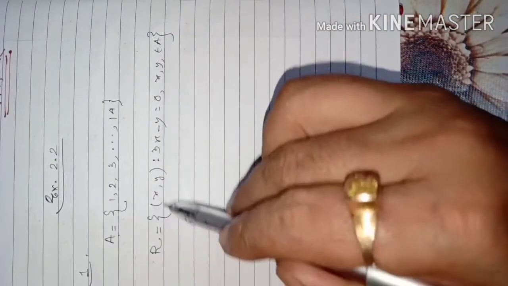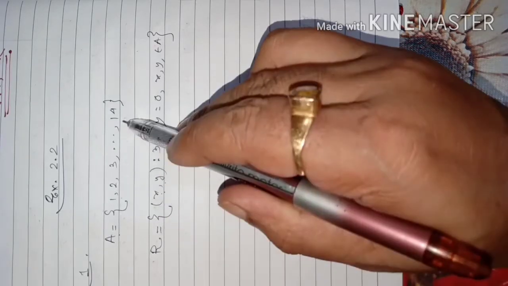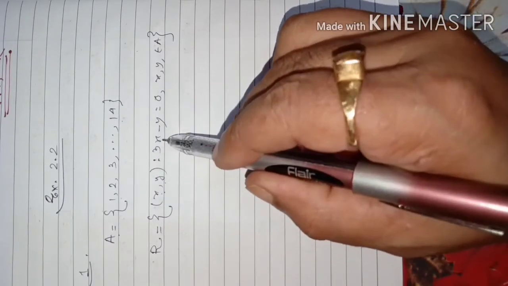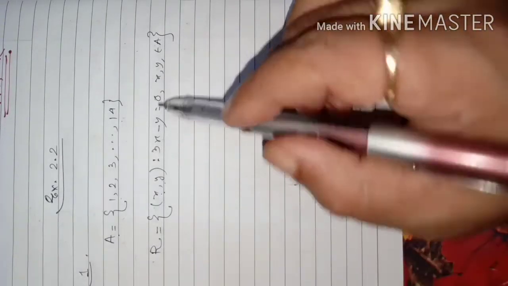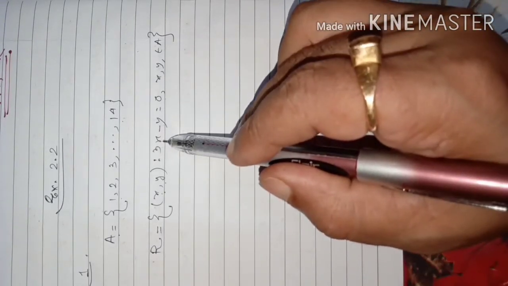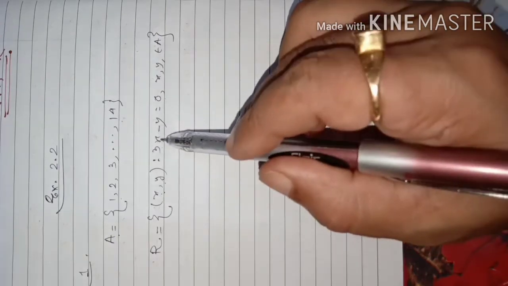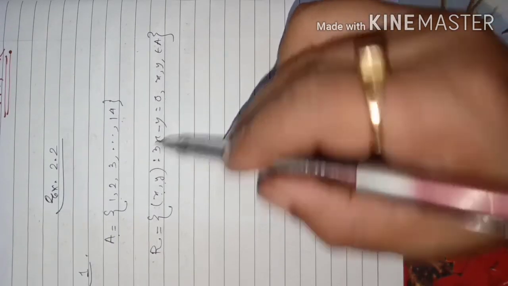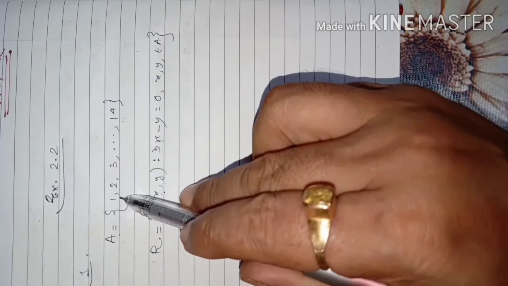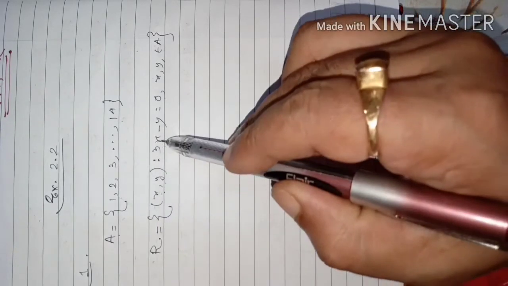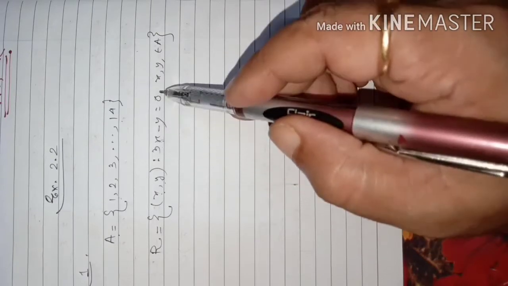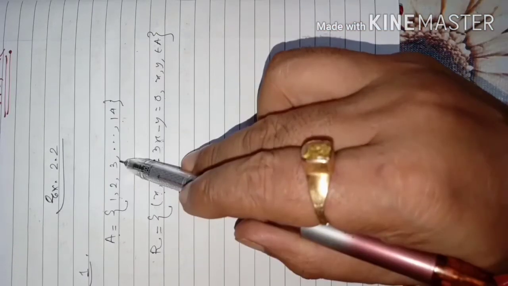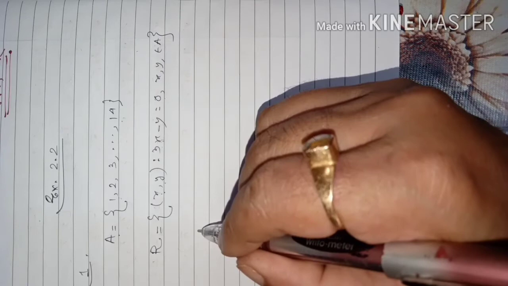Here x and y will come from set A only, so that 3 times x minus y is equal to 0. Suppose I take x equal to 1. Then it will be 3 into 1 minus y equal to 0. By solving this, what shall I get? y equal to 3. Yes, (1, 3) is a pair, so I can take here (1, 3).